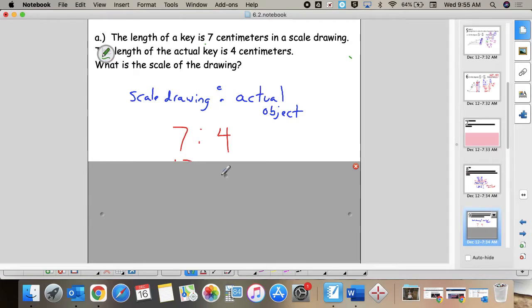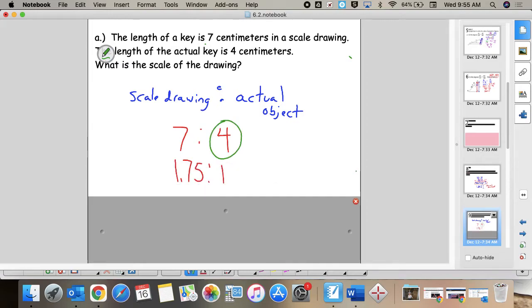To get it down to something to 1, I'm going to have to divide my 4 by 4, which means I have to divide my 7 by 4 also. So we get 1.75 to 1.